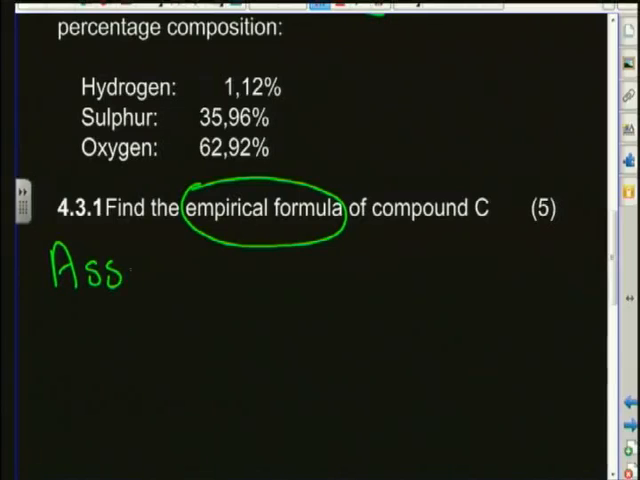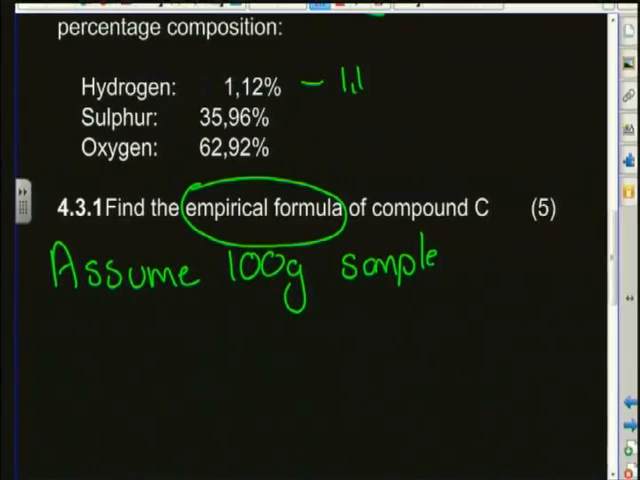Lots of ways to do this, okay? So we're going to do this very easily. Percentages are great because percentages are numbers out of 100. So first step in this one is we are going to assume a 100-gram sample, because then what that means is that I have 1.12 grams of hydrogen, 35.96 grams of sulfur, and 62.92 grams of oxygen, okay?